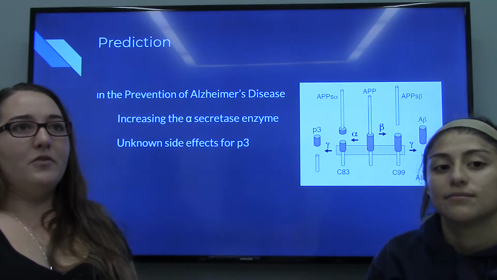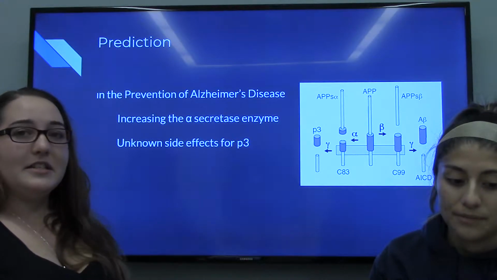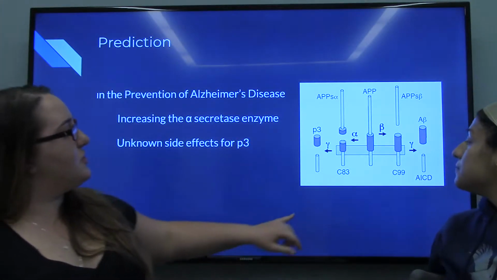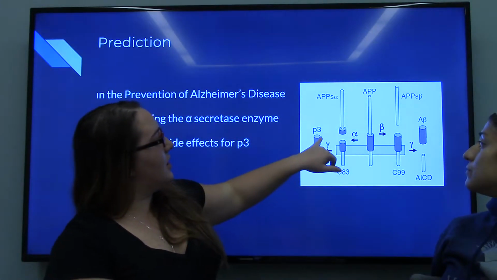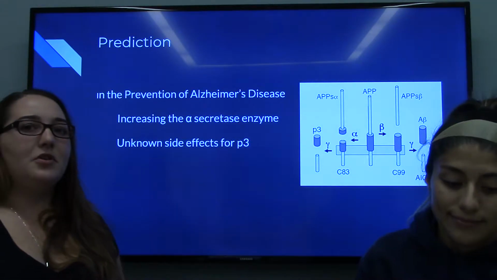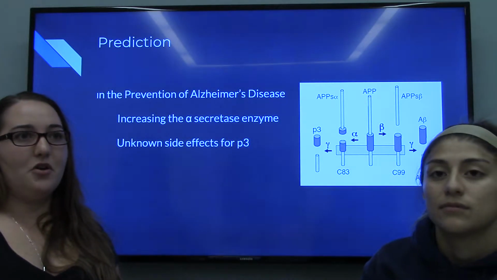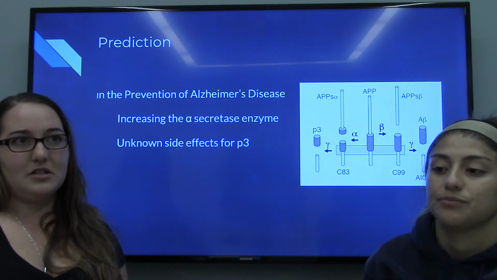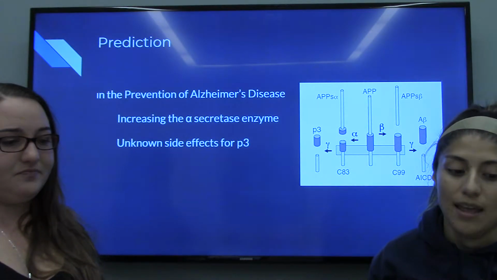So one of our predictions is to increase the alpha secretase enzyme, because this will reduce the amyloid beta that is produced by producing more of the P3. The only problem is that we are not sure what the side effects of an overproduction of P3 would be, and we were not able to find much research on the overproduction of P3.